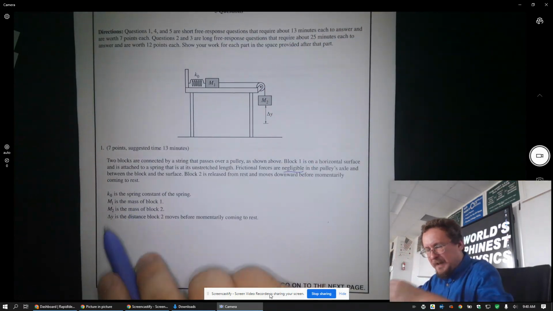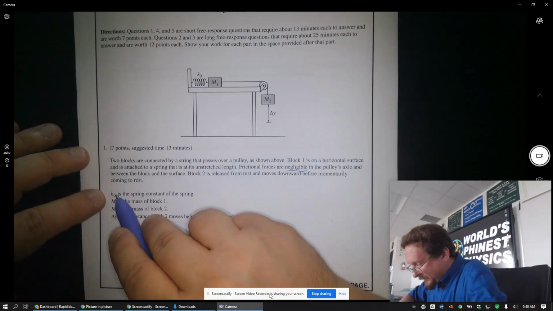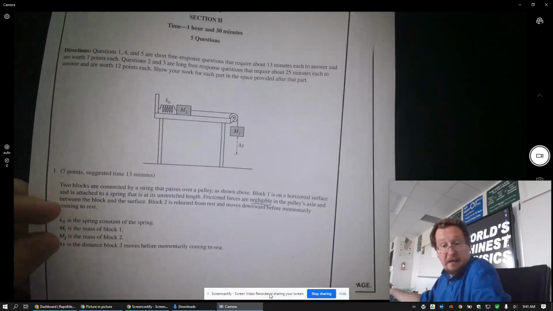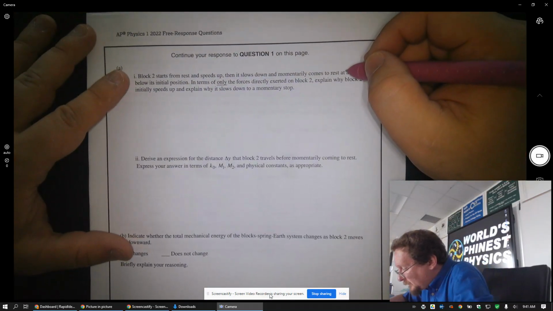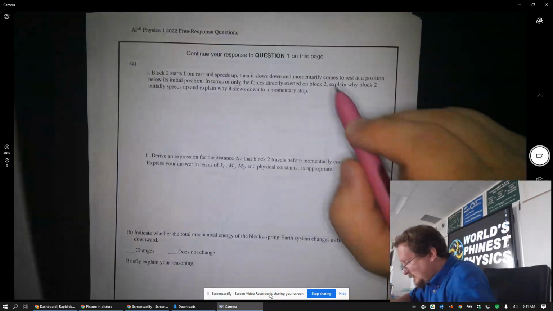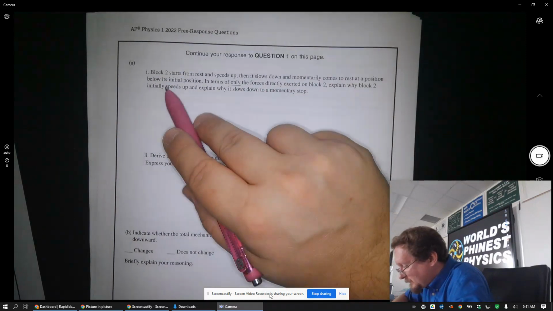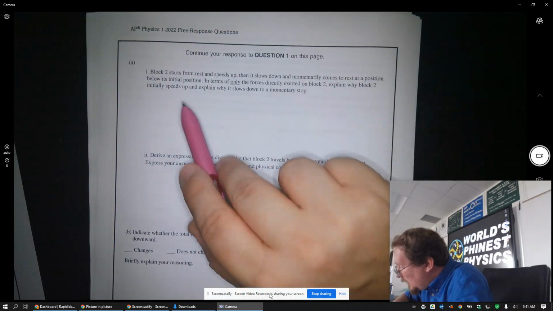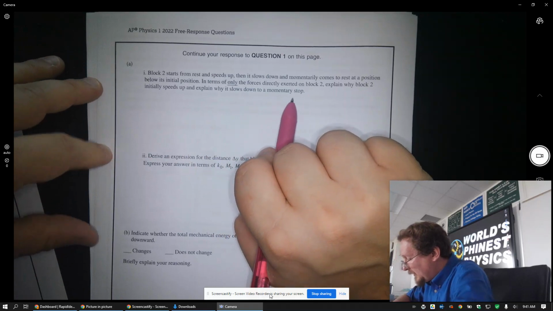And then they do this thing on P1, which is weird. I don't know if they're doing it on P2. They don't do it in C, where it's like a bulleted list of the variables. Okay, whatever floats your boat. Block two starts from rest and speeds up, then it slows down and momentarily comes to rest at a position below its initial position. In terms of only the forces directly exerted on block two, explain why block two initially speeds up and then why it slows down momentarily to a stop.